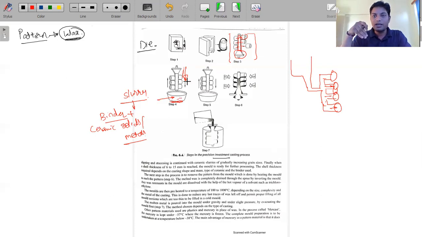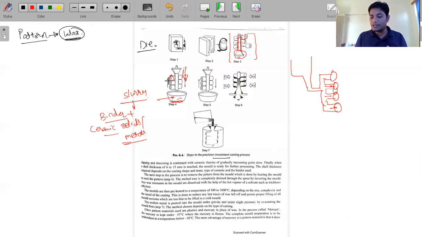We keep this assembly inside for some time, so that the coat forms. For an example, this is the pattern. If I dip it inside, the binders will stick to the surface. Since we are using the ceramic solid, when you see the surface layered, coated over this wax, the surface roughness is high.